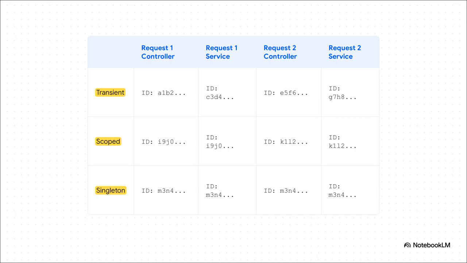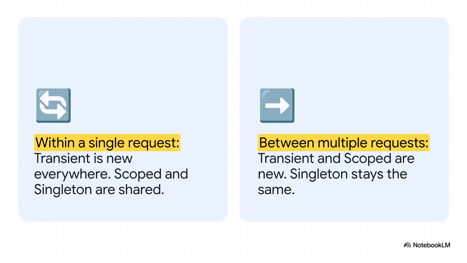Now look at scoped. Within request 1, the ID is the same for both the controller and the service. But in request 2, it's a new ID. And singleton, well, look at that. It's the exact same ID all the way through. It never changes. So this just proves it.